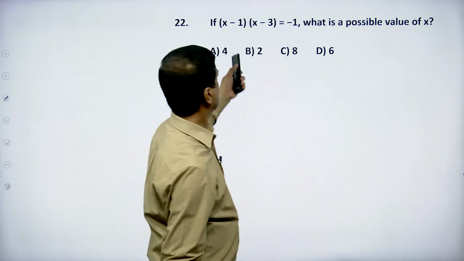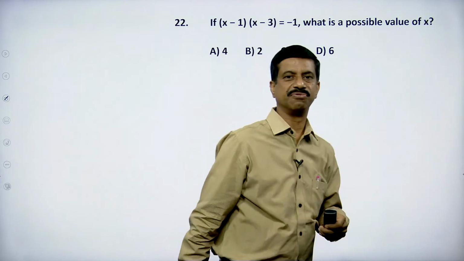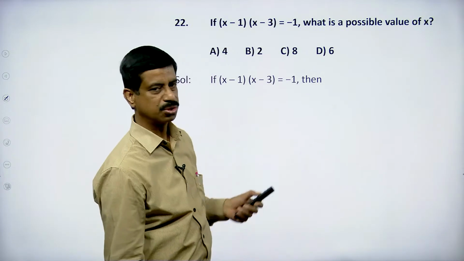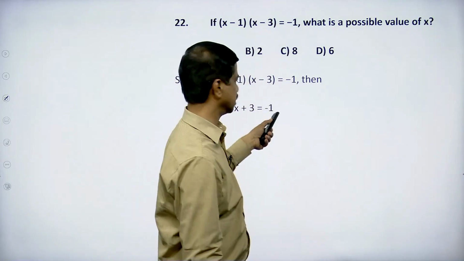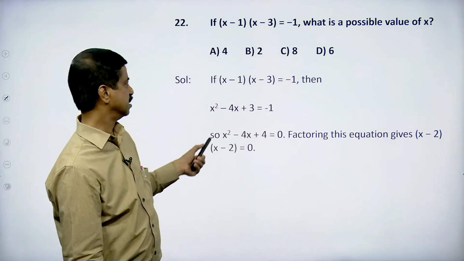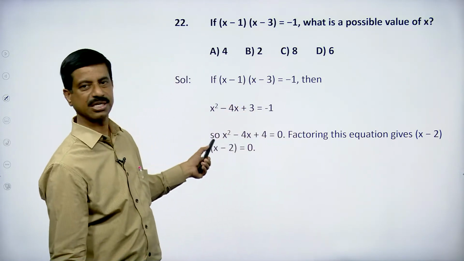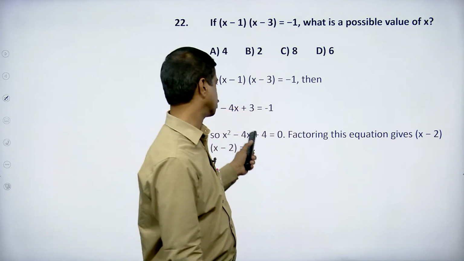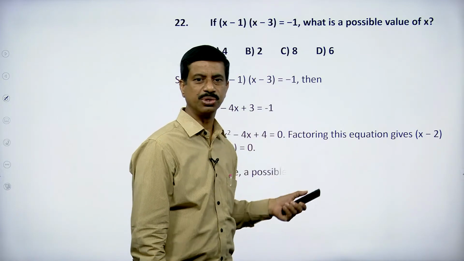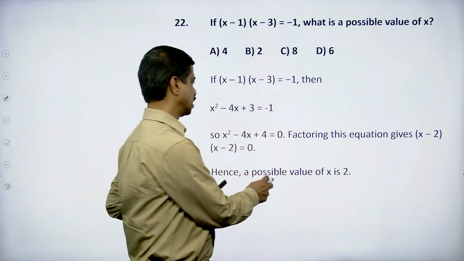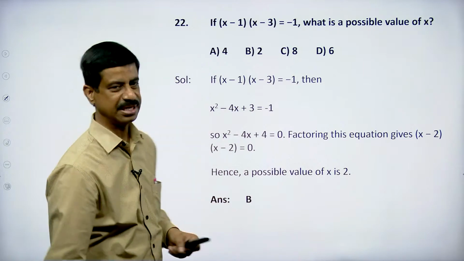(x minus 1) into (x minus 3) is minus 1. What is the possible value of x that we need to find? Here we cannot get it directly, so you need to expand and equate it to minus 1 and then simplify. Then you will get x square minus 4x plus 4 equals 0. Take factors for this so that you get values of x. The factor is (x minus 2) whole square. So x minus 2 equals 0 and x minus 2 equals 0. Therefore, x equal to 2 is the solution. So please note it fast. Option B satisfies. Quick.